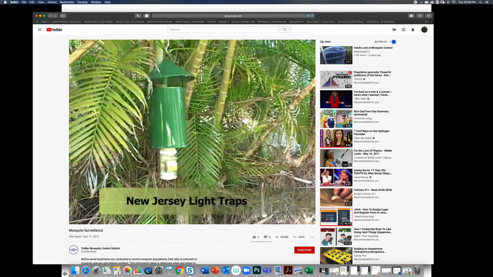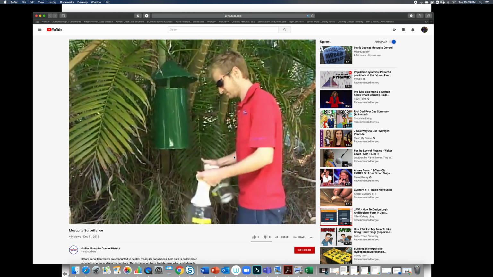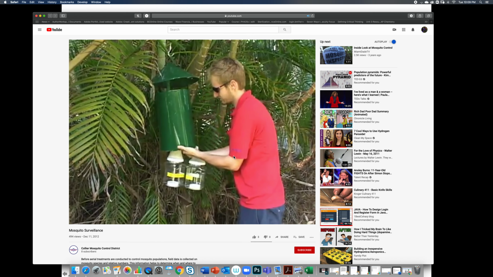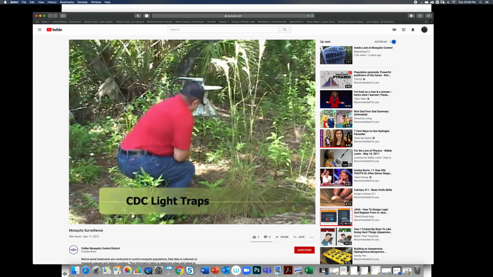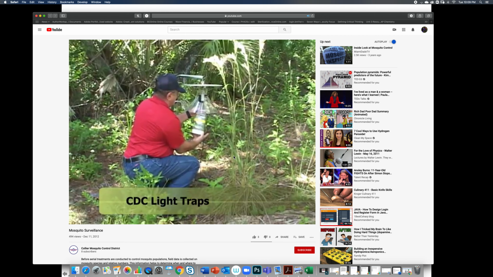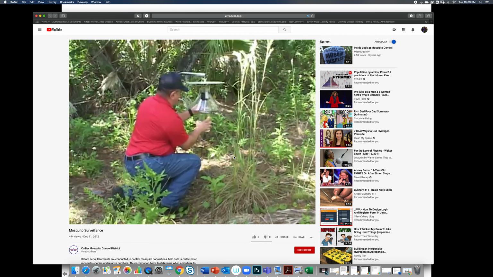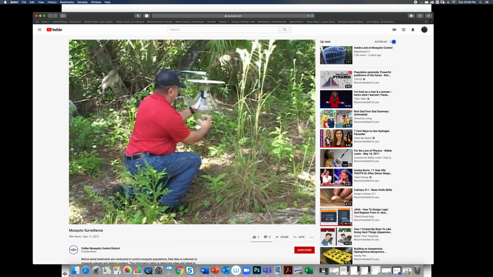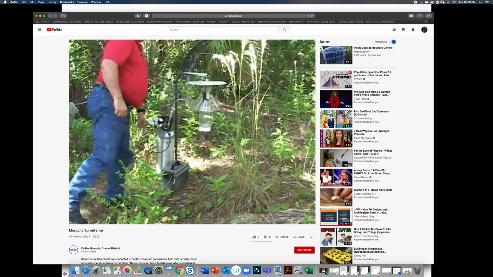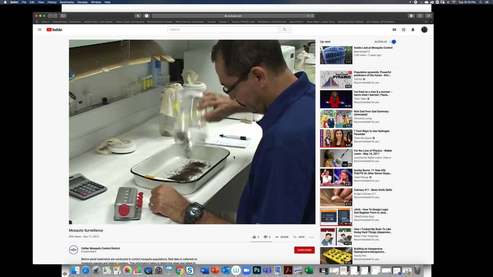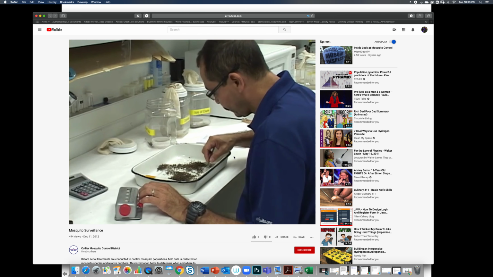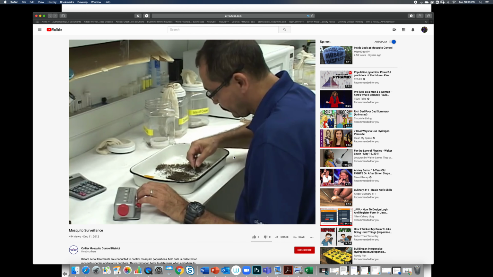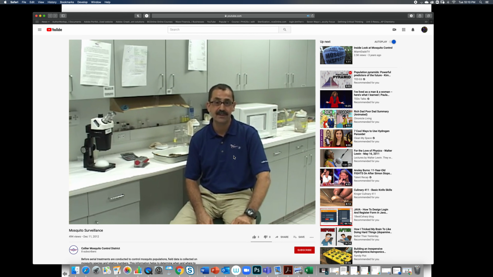New Jersey light traps attract and capture adult mosquitoes to monitor for species and relative numbers. There are 60 New Jersey light traps permanently stationed. CDC traps also collect adult mosquitoes and have the advantage of being mobile. All the surveillance data is collected daily to help determine when and where to treat for mosquitoes. So that's how it works. The Collier Mosquito Control District and you, partners in public health.